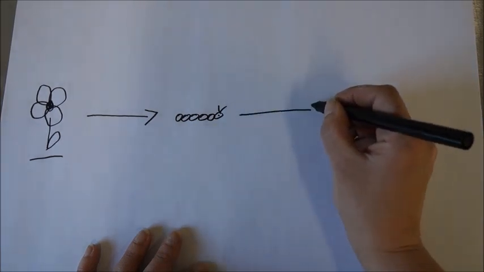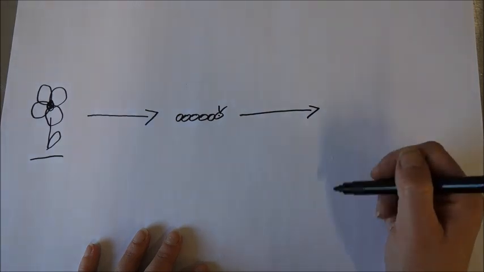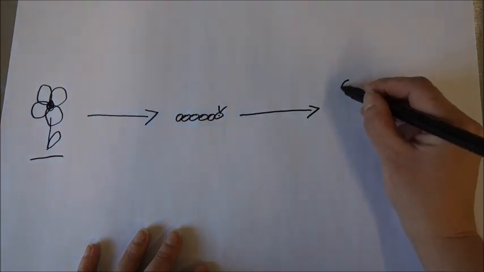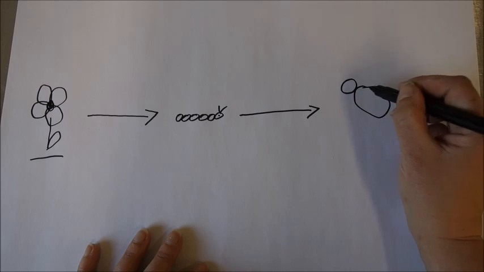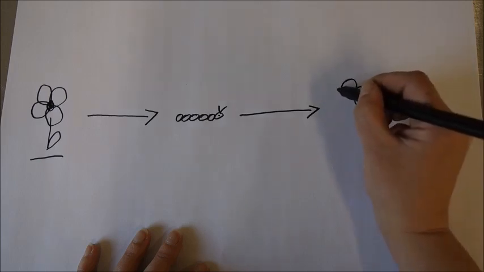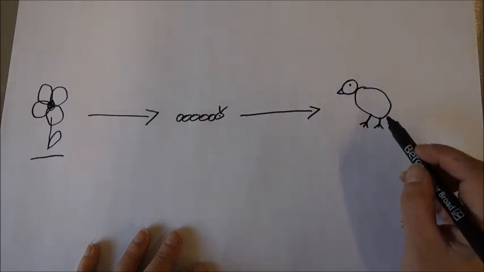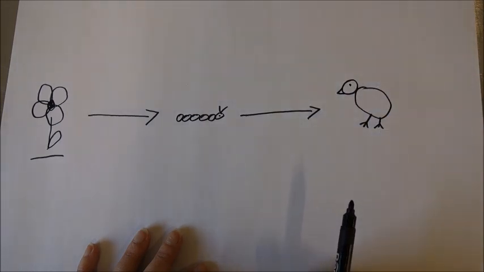And then we have the thing that eats the caterpillar. Maybe it's a bird. I'm not great at drawing. And we call that the secondary consumer.